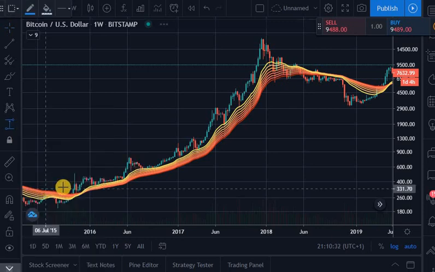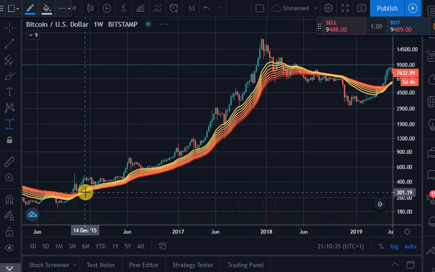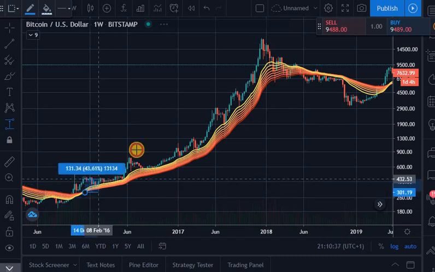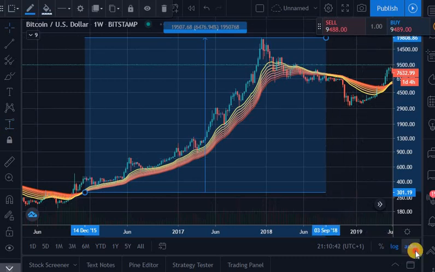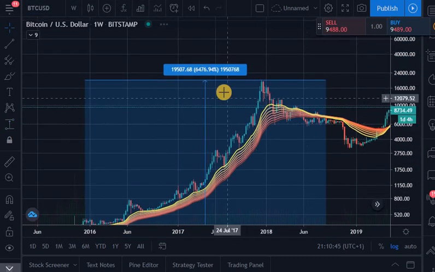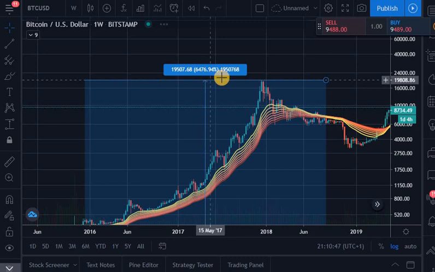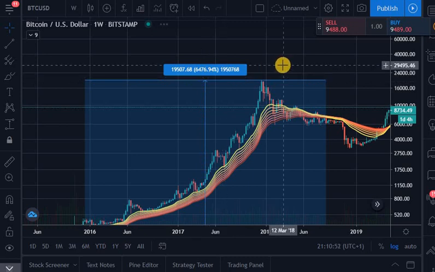Let me go to the price range. Now from this point in which the price broke the ribbon to this top point, you can see the price went 6,476%. That means if you had been buying low every single time it touches the ribbon, you would have made a lot of gains.